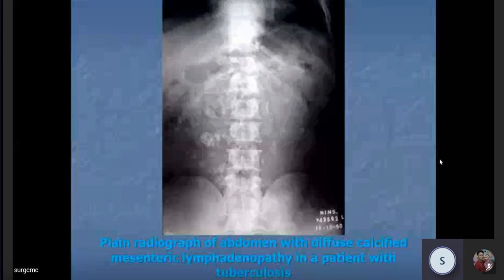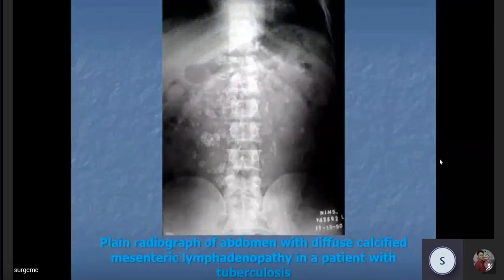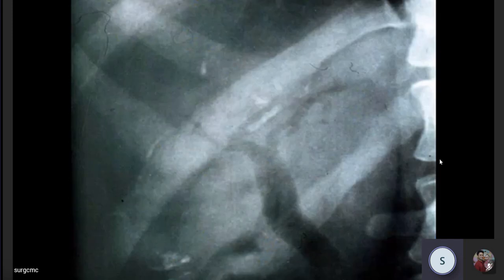This is another atypical X-ray. Multiple calcifying nodes in a patient of tuberculosis. Rarely visible, but still, as I have one, I am just showing you. Again, please remember the radio opaque shadows in abdomen. It is often asked. The calcifying nodes, fecaliths, phleboliths, all that list. Please remember.